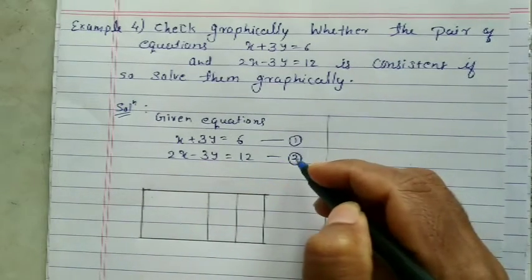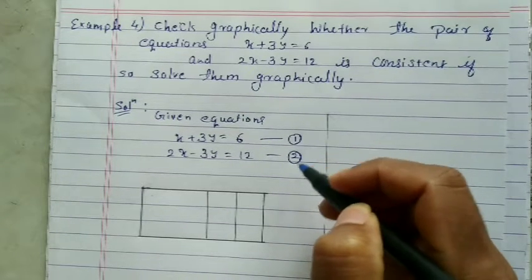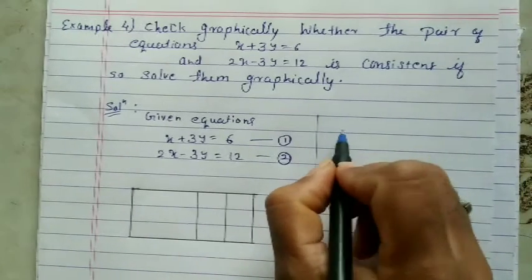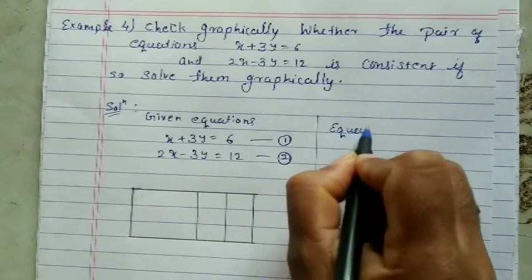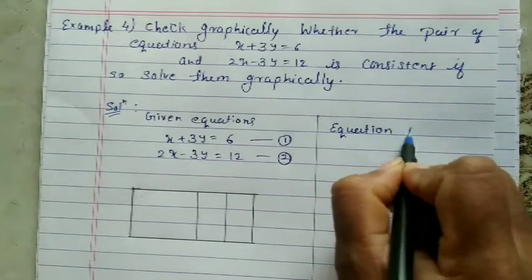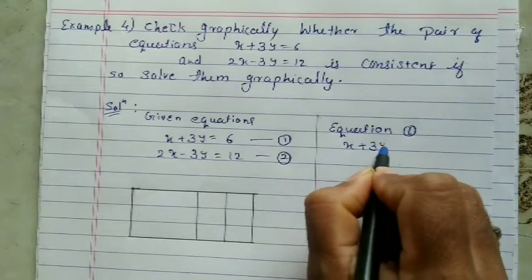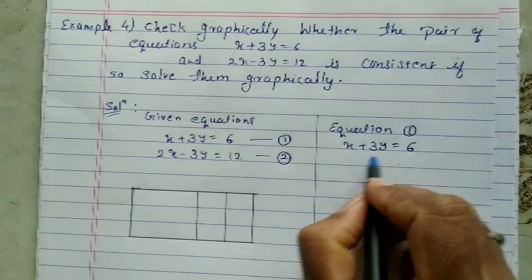To solve this pair of equations graphically, we need to draw tables to find the values of x and y for each equation. So let us find the values of x and y for equation 1. Our equation 1 is x + 3y = 6. Now we want to find the values of x and y.